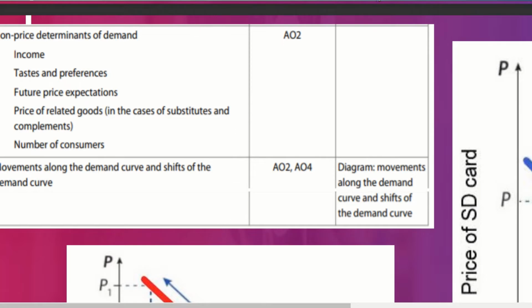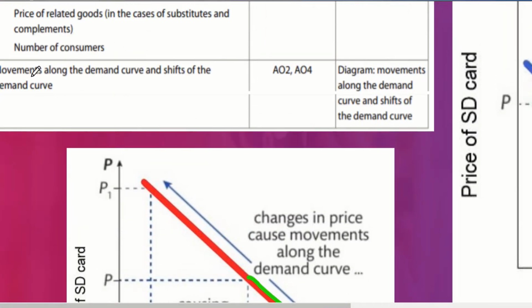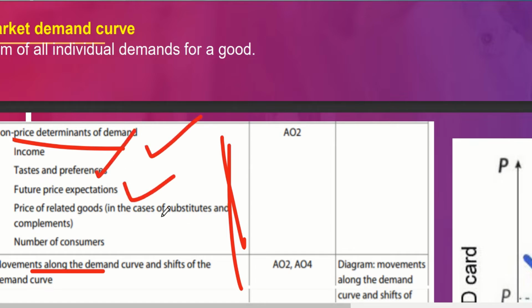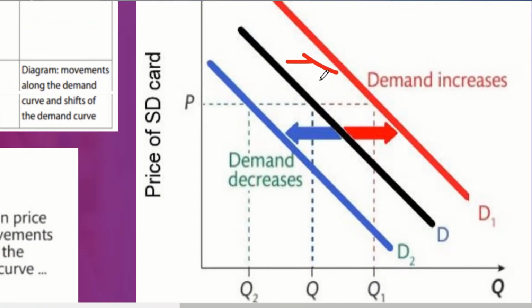Okay, the next thing is non-price determinants of demand. In the previous case we discussed that movement along the demand curve takes place because of the change in the price, and here shift of the demand curve takes place because of the non-price determinants. So income, taste and preferences, future price expectation, price of related goods, and number of consumers are said to be non-price determinants. Any changes in these will shift the demand curve either right side or left side. So increase in demand means the curve is moving right side. Decrease in demand means the demand curve is moving left side.